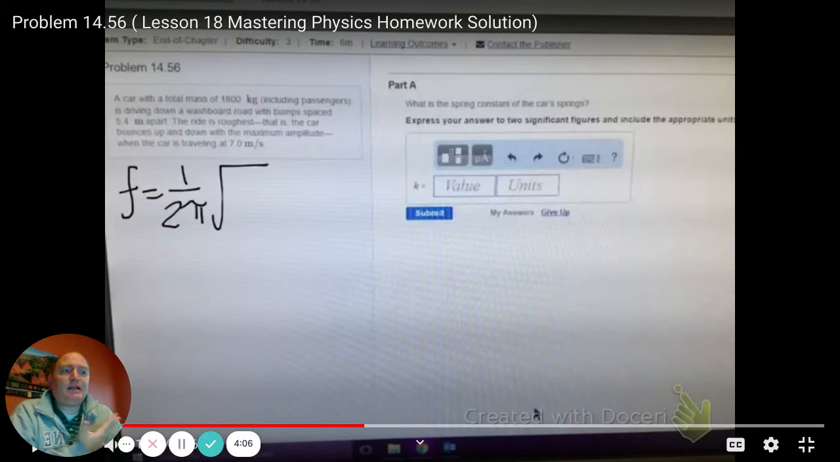So how would I resolve that short of looking it up? Let's see here. If the spring is stronger, I would expect the frequency to go up. So I'm pretty sure K is in the numerator. Let's talk about the mass. If the mass is heavier, I think everything kind of slows down. So I think mass is going to be in the denominator.